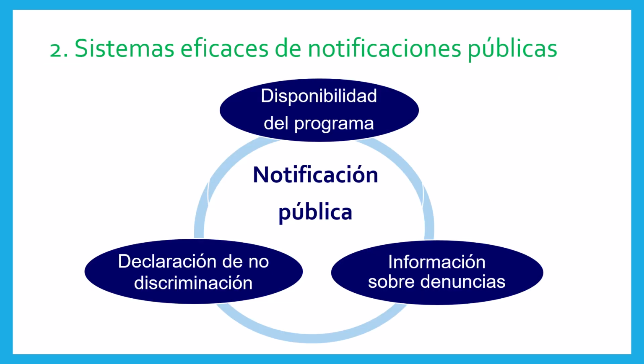The second topic that we will review is effective public notification systems. An effective public notification system will include these three main components: a description of program availability, a description of complaint information, and the full USDA non-discrimination statement, which actually will include the procedures for filing a complaint.